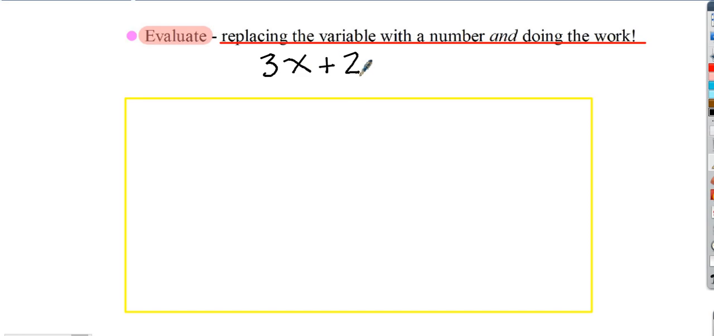Now what I'm going to do from now on for evaluating expressions is I'm going to tell you what x stands for. If I say that x is equal to 2, then now you know that you're going to do 3 times 2 plus 2. Okay, you'll understand more when you see example problems.